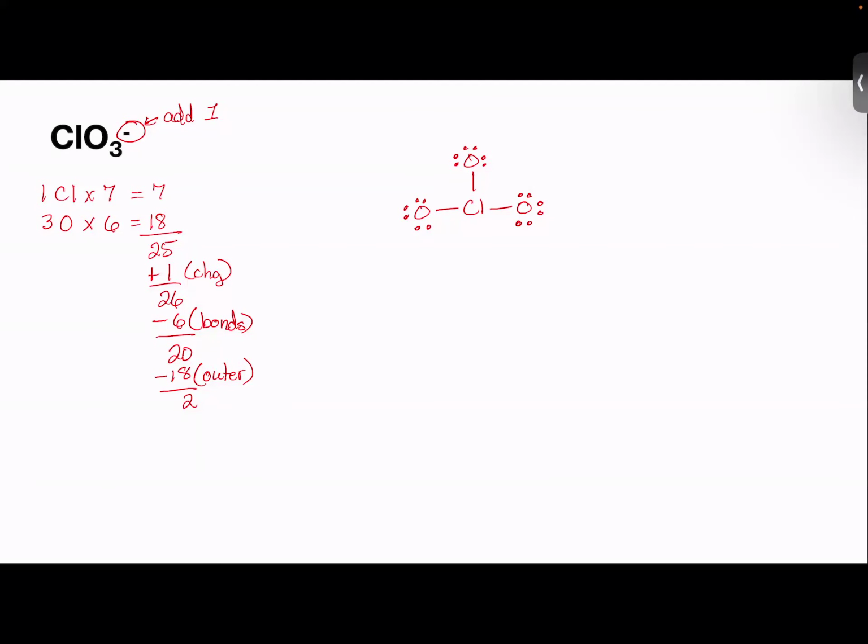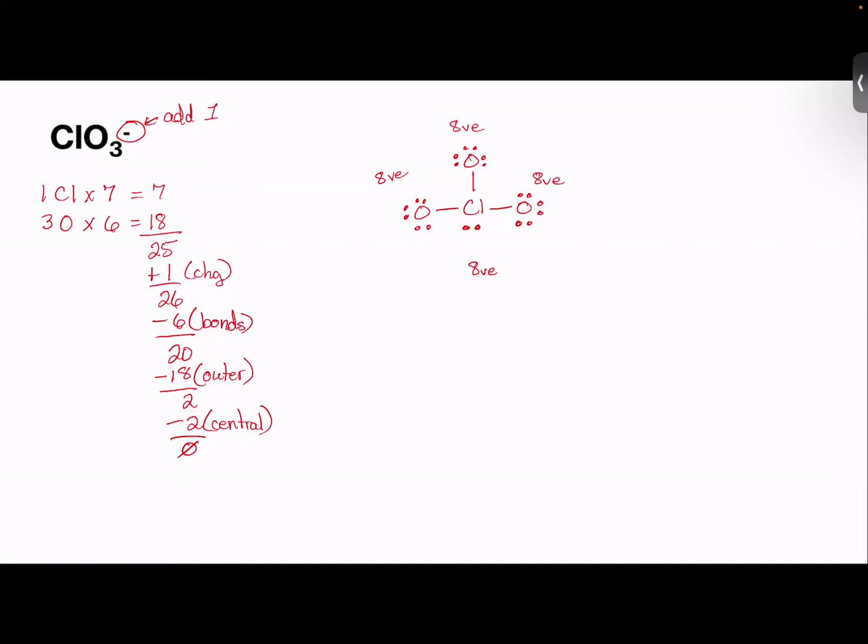The next step says that if electrons remain, they go on the central atom in pairs. And so we're going to place those last 2 electrons on the central atom in pairs. And we have hit 0. Once you hit 0, you always ask, does everybody have an octet? Your oxygens all have 8 valence electrons. And your chlorine has 8 valence electrons. So yes, everybody has an octet.